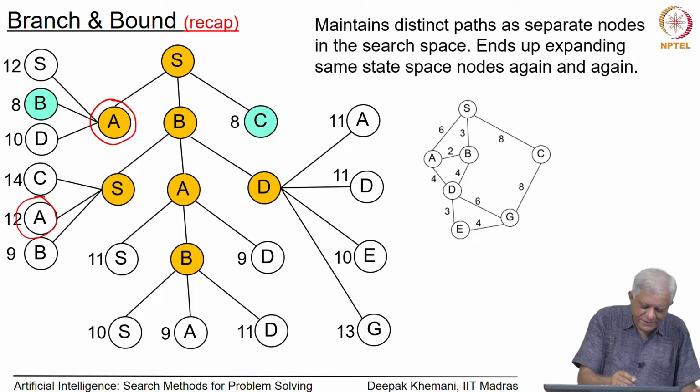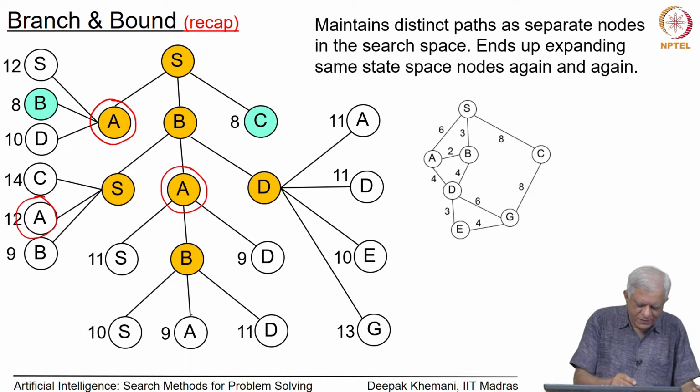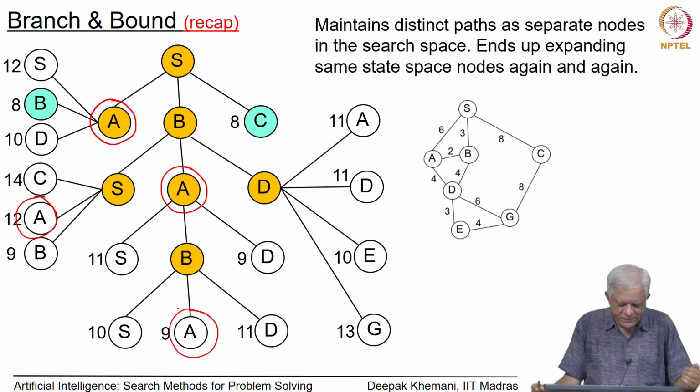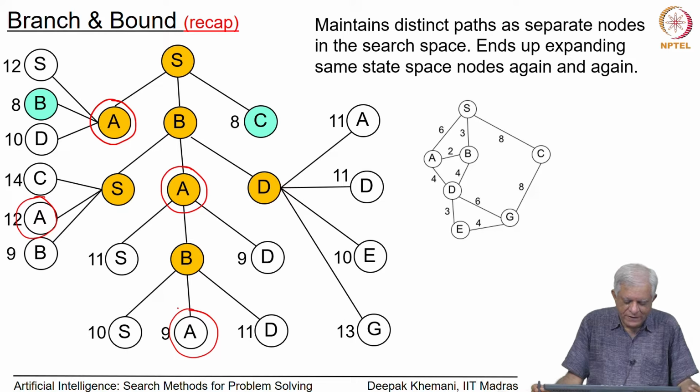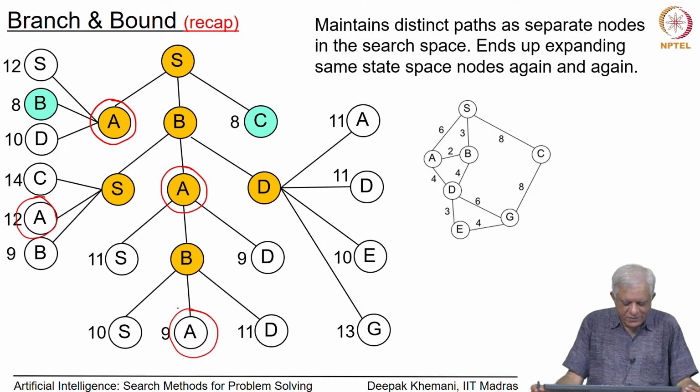Now, there are other instances of A. For example, from S you can go to B and then you can go to A, and if you inspect the graph, you will see that this in fact is the shortest path to the node A from the start node. But our algorithm will not give up so easily. It will even explore this node where you have gone from S to B to A and then again B to A back, incrementing the cost by another 4 units, 2 plus 2, and the cost is 9.